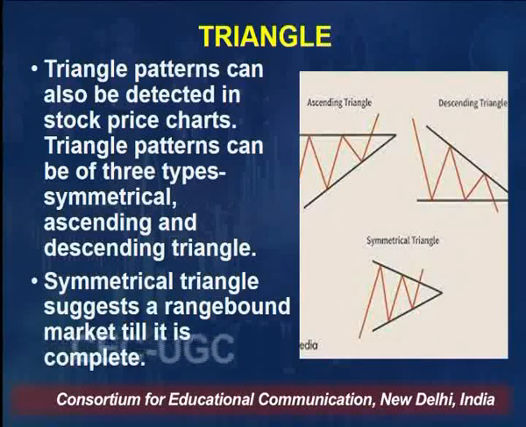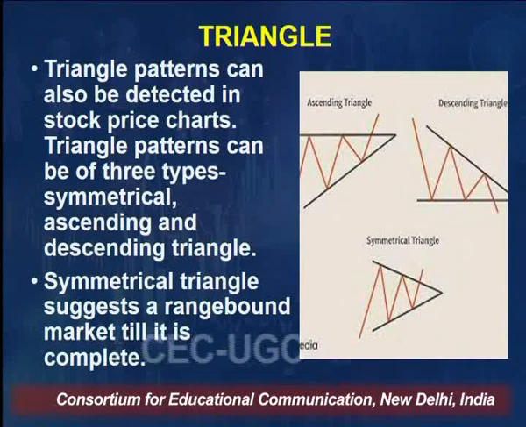Apart from head and shoulders, there is another pattern that is formed, which we call the triangle, right? Triangles are formed on the basis of the price behavior of the share. There are three types of triangles which we normally study. One is called the symmetrical triangle, which is in the middle. On the left-hand side is the ascending triangle, and on the right-hand side you can see the descending triangle. So triangle patterns can also be detected in stock price charts, and they can be of three types: symmetrical, ascending and descending.